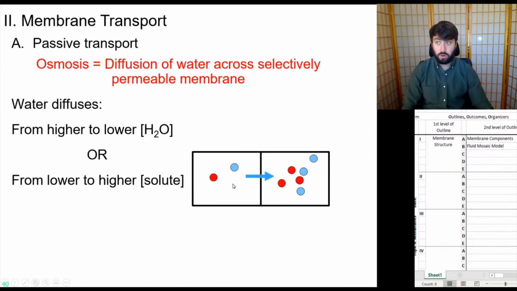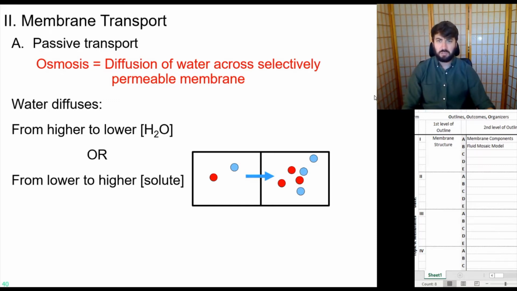You're going to have water move from the left to the right to achieve similar ratios of water to solute. So blue dots to red dots. So they're kind of equalize. It's going to try to equalize, okay?